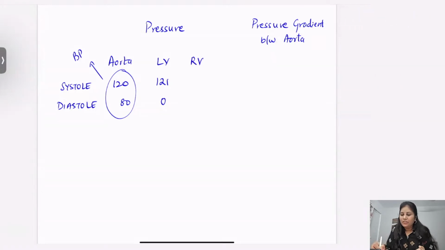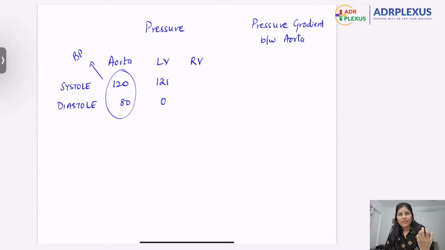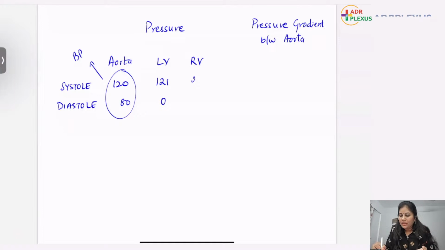Right ventricle, the musculature is 1.5 times less than the left ventricular musculature. So the pressure required is somewhat lesser. So in the right ventricle, the maximum pressure, that is the systolic pressure, is 25 and the diastolic pressure is 0. Okay. Now, we can compute the pressure gradient between the aorta and the left ventricle.